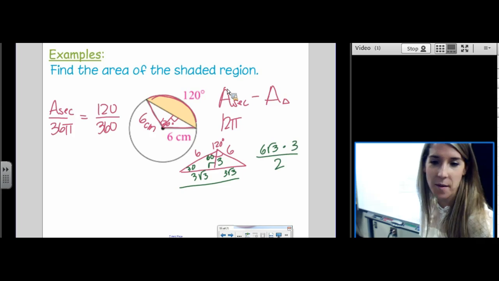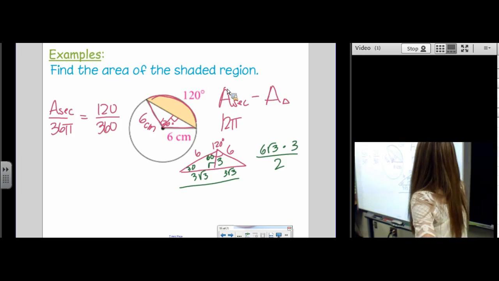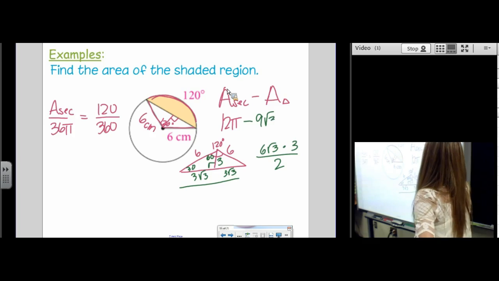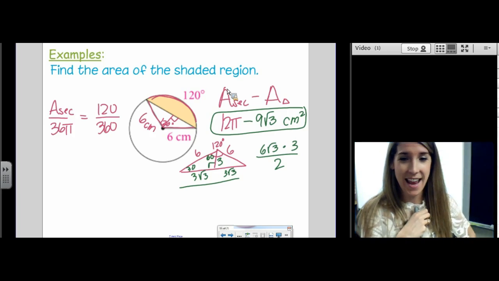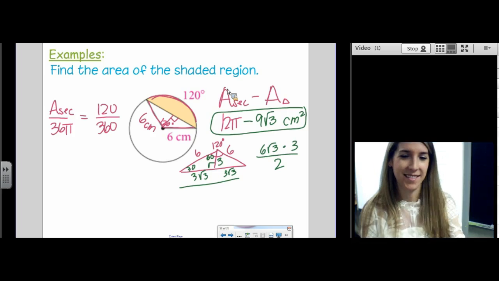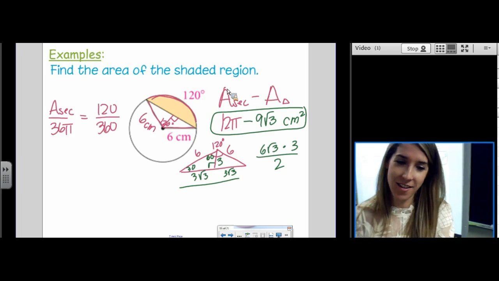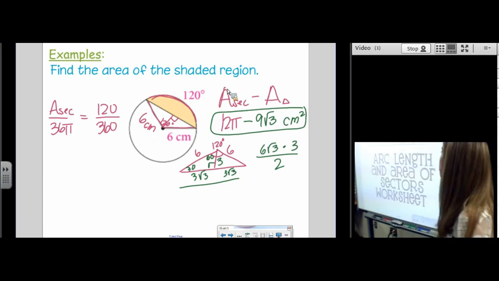Okay, is it showing up? It's being so slow. So what would that be? 9 root 3? 12 pi minus 9 root 3 is the answer. Now this is looking like the area and perimeter unit. Oh no. It won't get any harder than this one. I mean, I promise. Okay.